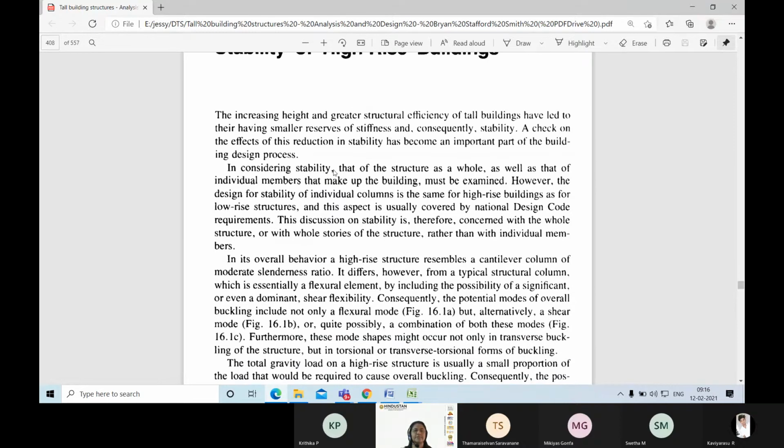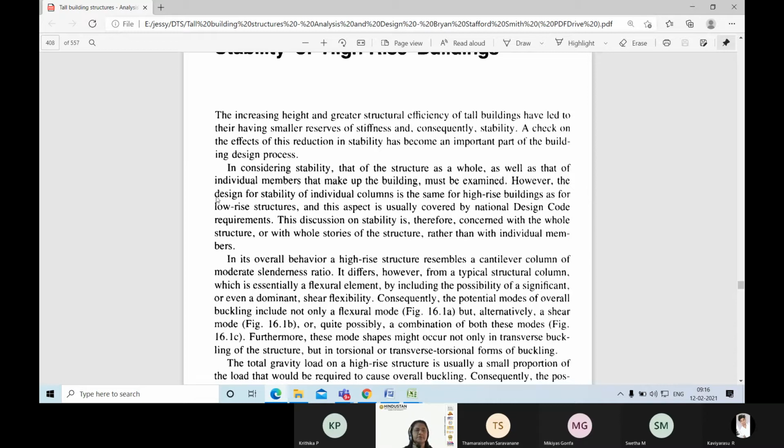In considering stability, that of the structure as a whole, as well as that of the individual members that make up the building, must be examined. So you can have a stability check for the entire structure as a whole, or you can check the stability of independent members of the building like beams and columns. The stability of each element can also be examined.